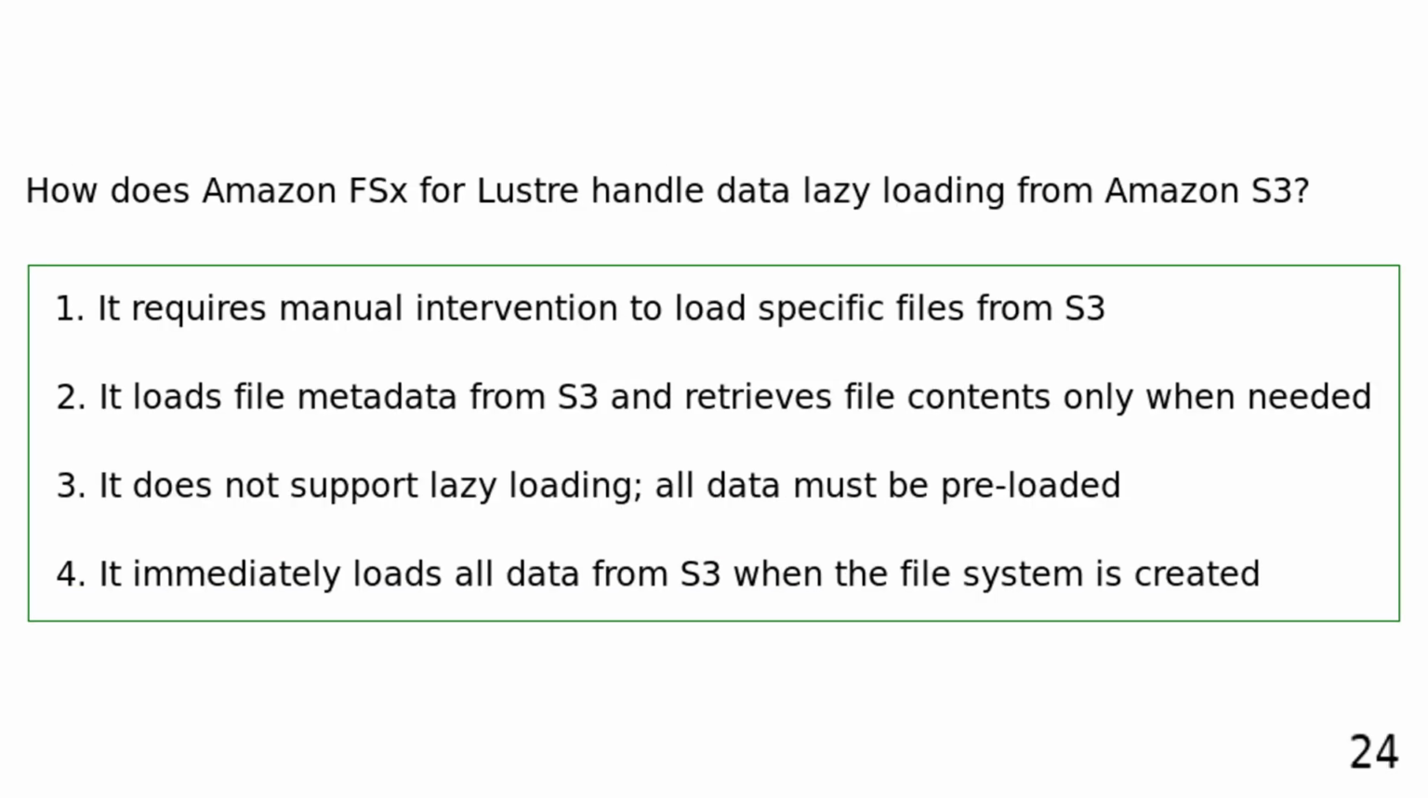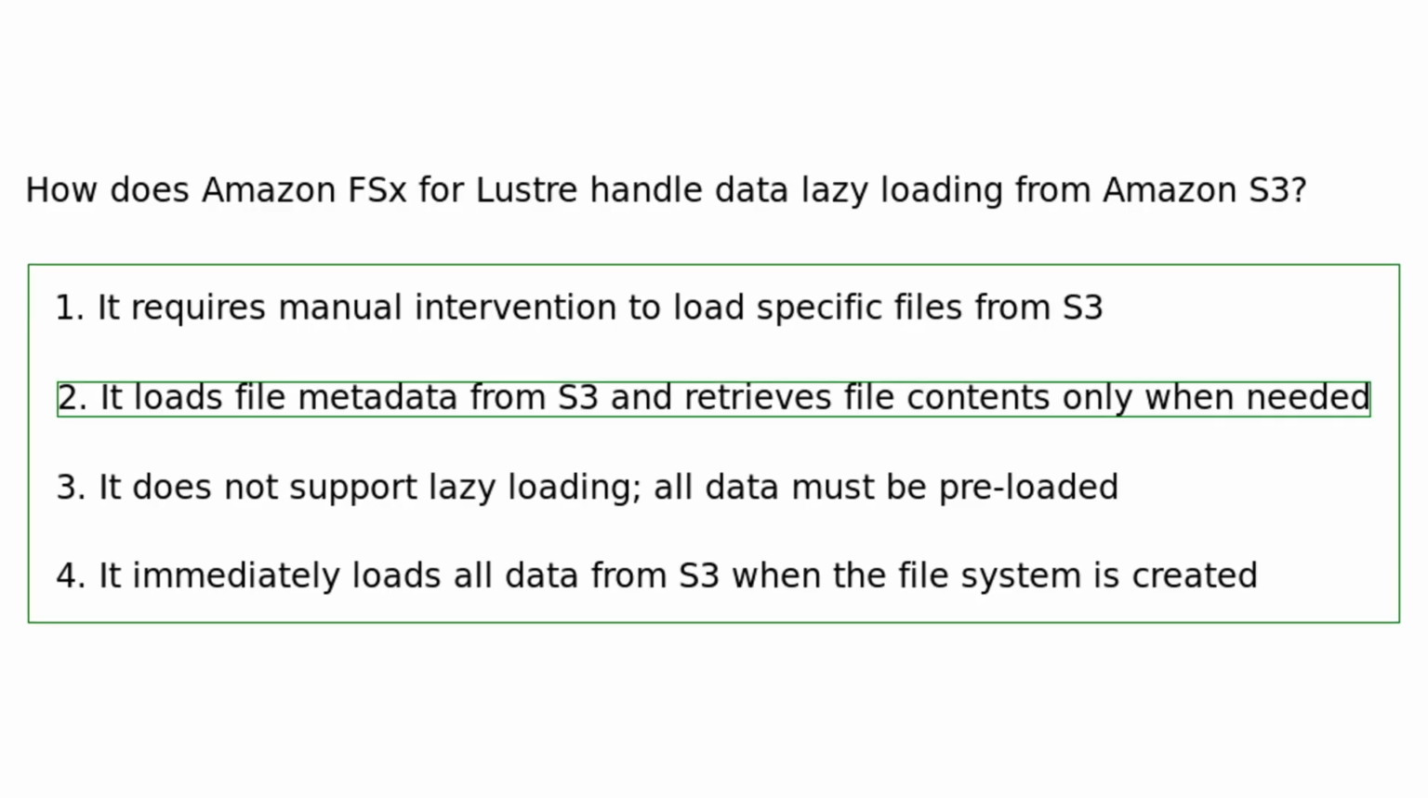How does Amazon FSx for Lustre handle data lazy loading from Amazon S3? It requires manual intervention to load specific files from S3. It loads file metadata from S3 and retrieves file contents only when needed. It does not support lazy loading, all data must be preloaded. It immediately loads all data from S3 when the file system is created. FSx for Lustre implements lazy loading by initially loading only file metadata from S3, and then retrieving the actual file contents on demand when they are first accessed, which helps reduce initial setup time.